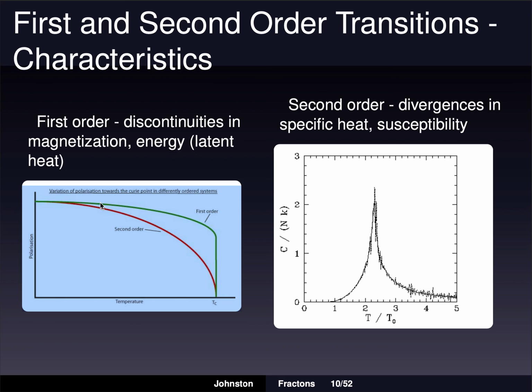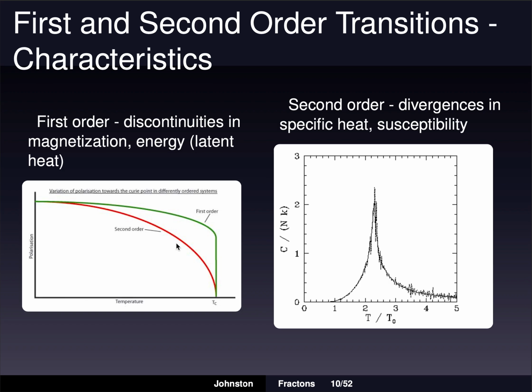We'd see the magnetization would gradually decrease as we increase the temperature, but it wouldn't decrease continuously to zero. At some critical point, it would jump down to zero. So the first order transition has a discontinuity in the order parameter, as well as things like the energy, the latent heat. In the case of a continuous or second order transition, if I measured the order parameter, it would continuously go to zero and disappear at the critical point.